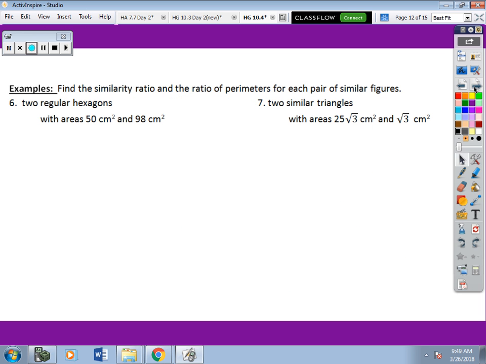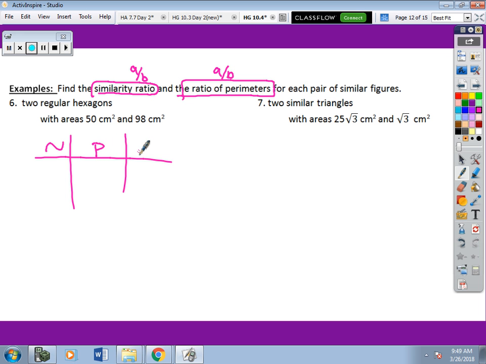All right, the last four give us different information and ask us to work backwards. So they want us to actually find out the similarity ratio and the ratio of the perimeters if we're given the ratio of the areas. So if you remember, similarity, perimeter, and area, we have A over B, A over B, A squared over B squared. So in this instance, we're given the area ratio, which would be 50 over 98.